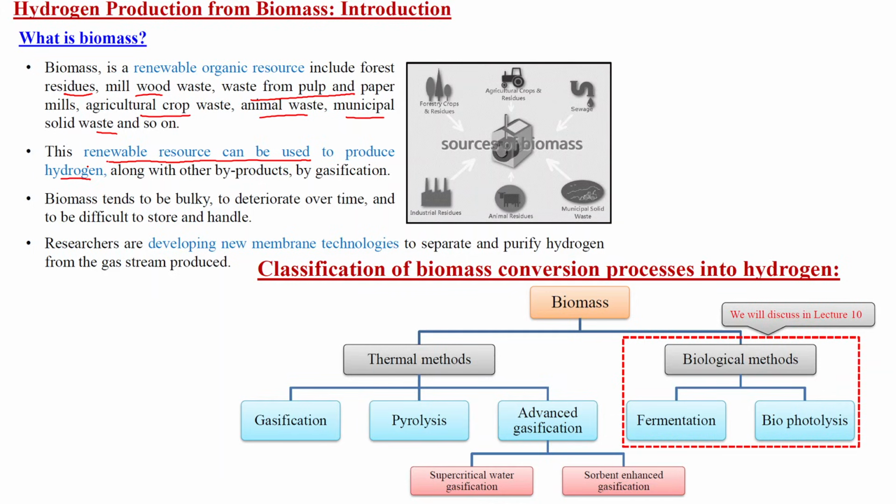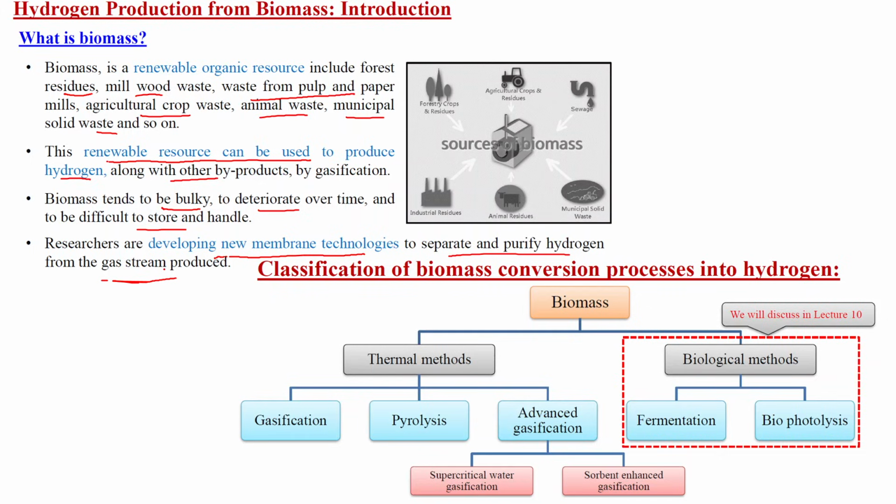Okay. So this is a renewable resource which can be used to produce hydrogen along with other byproducts by gasification. Biomass tends to be bulky, to deteriorate over time, and to be difficult to store and handle. So why not use this biomass, which is very difficult to handle and store, for the extraction of energy? That would be a great alternative, right? So the researchers are developing new technologies to separate and purify hydrogen from the gas stream produced.